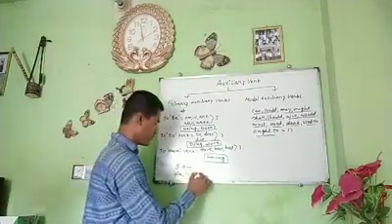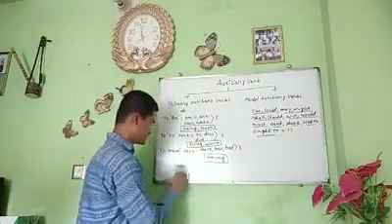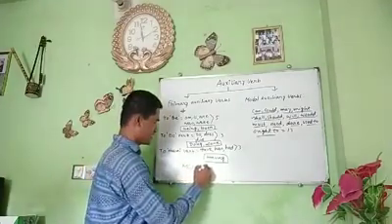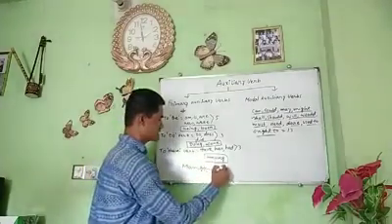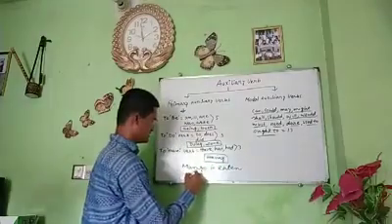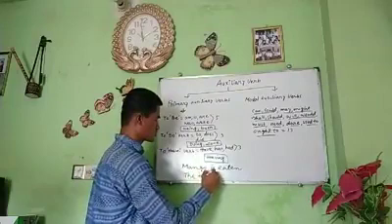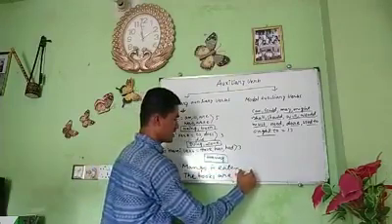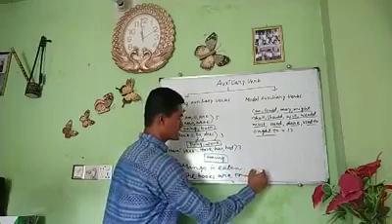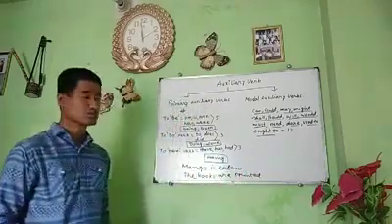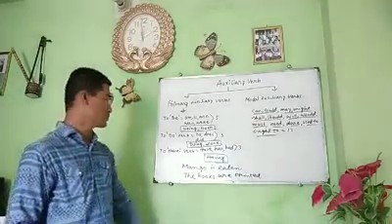Passive mode. Follow this. Mango is eaten. The books are printed. Here, is and are are used as a passive mode.